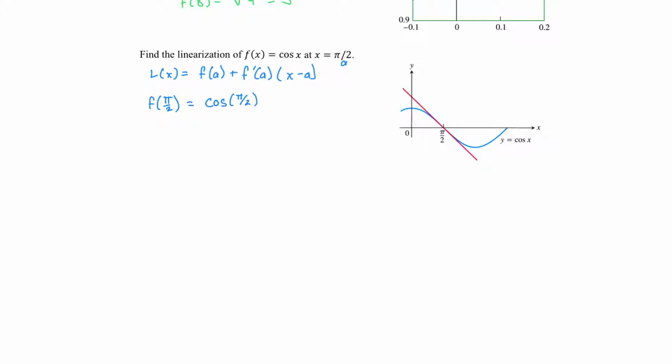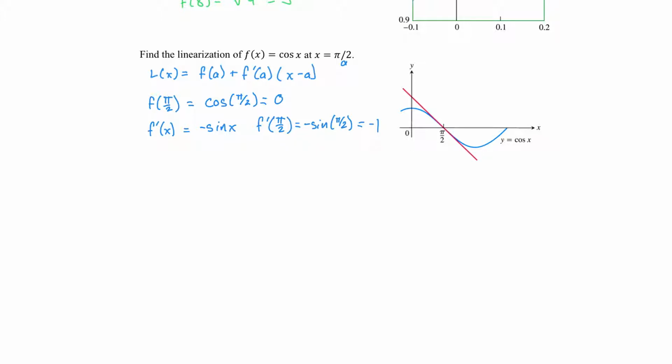Cosine at pi over 2 actually works out pretty nicely. At the top of the unit circle, the x value is 0. Now, of course, for f prime at a, we're going to need f prime of x in order to get that. The derivative of cosine is just minus sine of x. So when I evaluate at pi over 2 in our derivative, we get negative sine of pi over 2, and in this case, we're going to get minus 1.